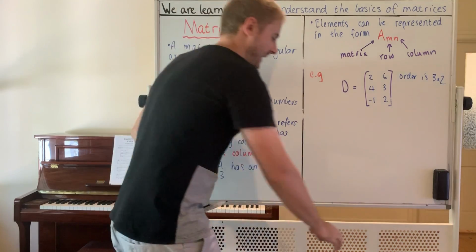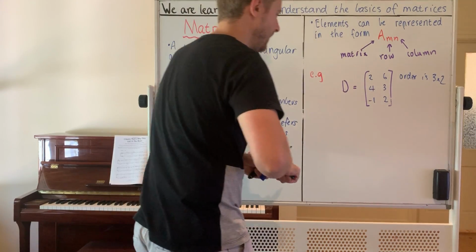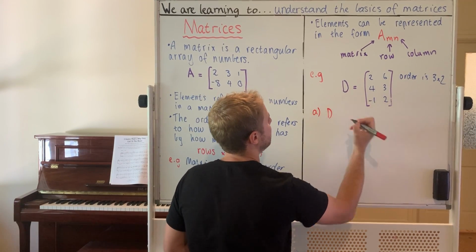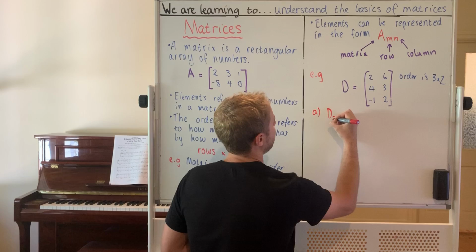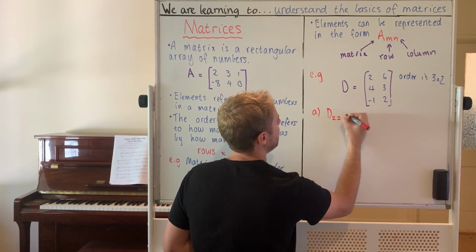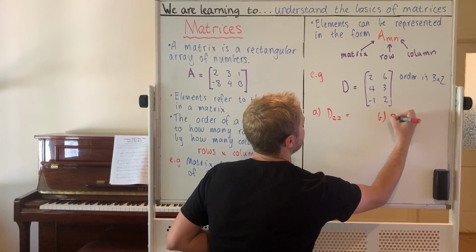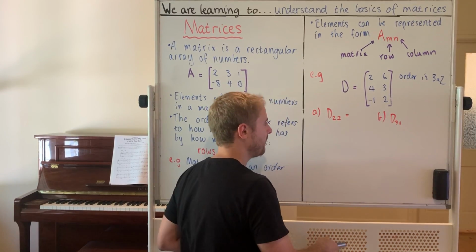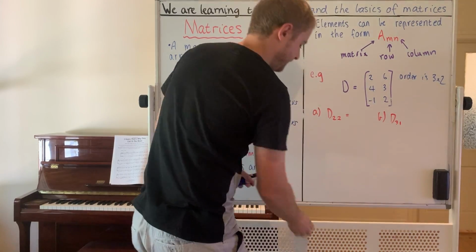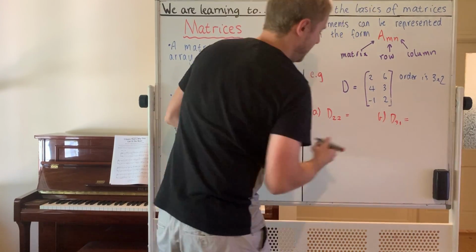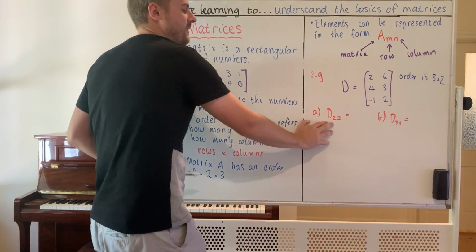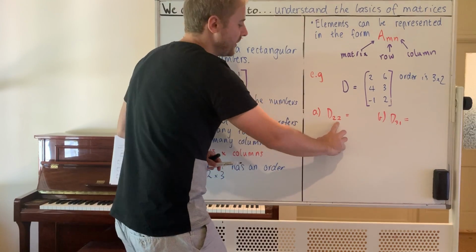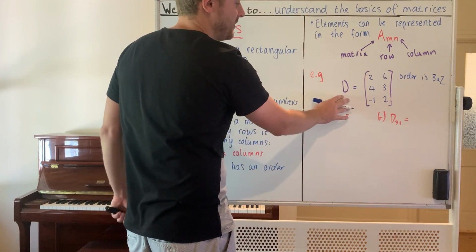Now, if we wanted to find some of the elements, question A asks for the element that's in D 2,2. And B wants the element in D 3,1. All right. Okay, so this means, what number can be found in matrix D in the second row and second column? So we look at matrix D.